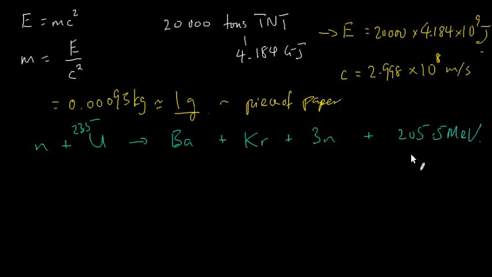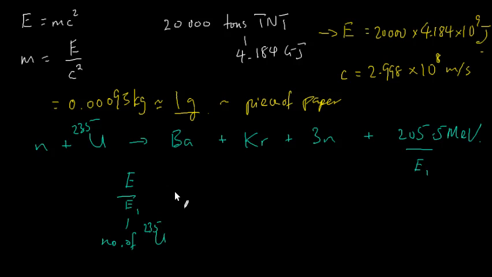If I call this energy, I'll just give it a name, maybe E1. So if I divide E by E1, I know that I can get the number of the uranium atoms.